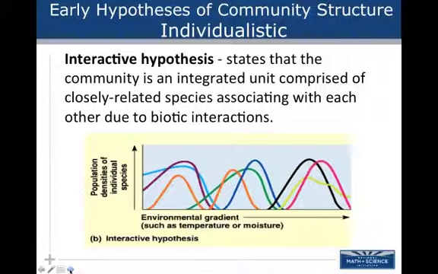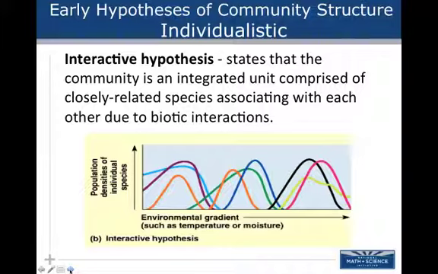Then you have the interactive hypothesis, and this concept is based on the pattern of a particular species always associated with another species. And so this states that this community is an integrated unit comprised of closely related species associating with each other due to biotic interactions. And so here again, we're looking at a similar graph showing the environmental gradient on the x-axis, and on the y-axis, the population densities of individual species.